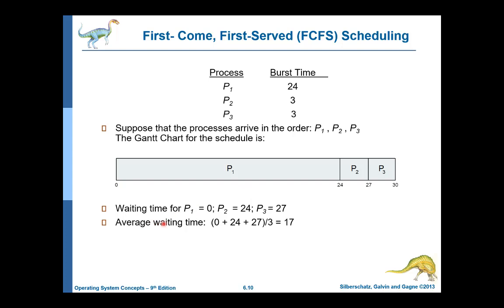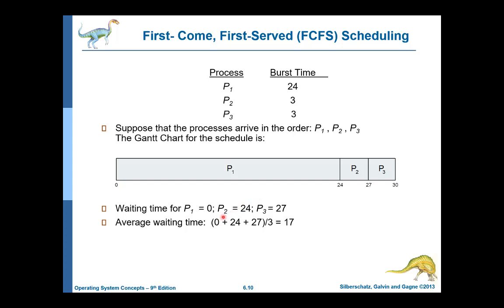So the waiting time for P1 is 0. Can anyone tell me why the waiting time of P1 is 0? It is the first one, it came, it did not wait, and it starts execution. Okay, good. So it did not wait at all. It directly came to the running state, to the CPU, and it executed for 24 microseconds.